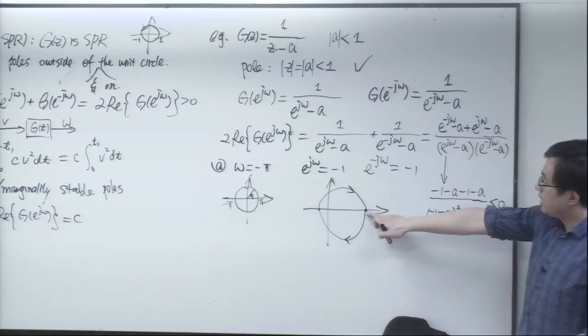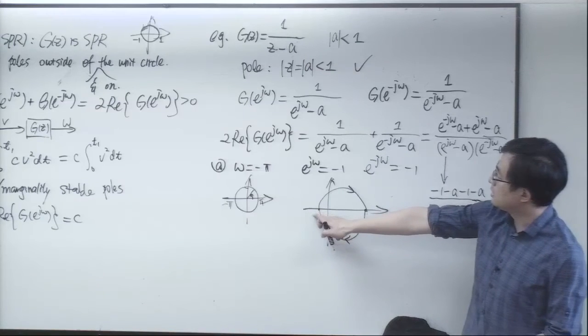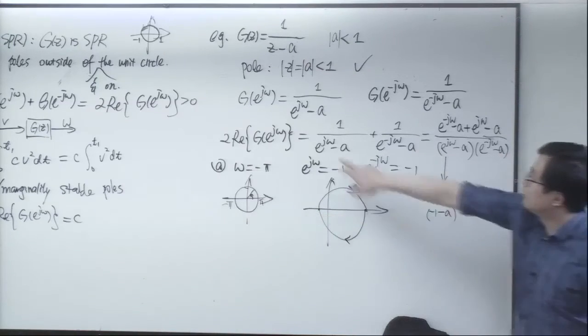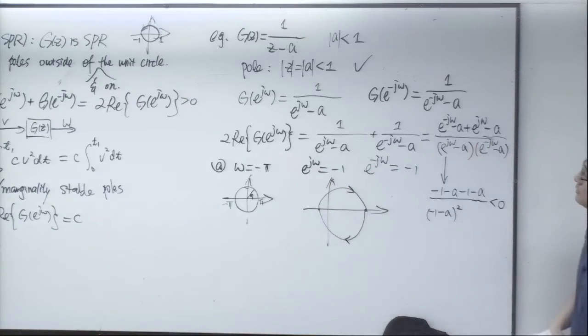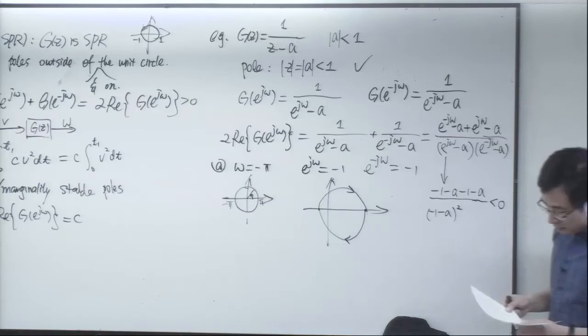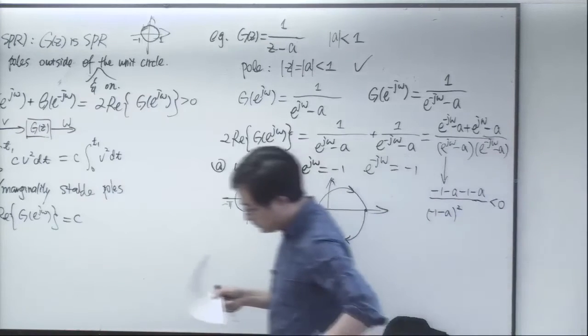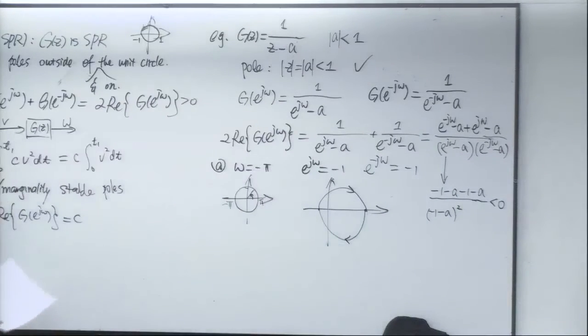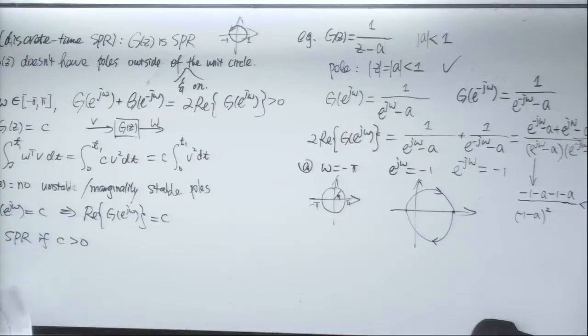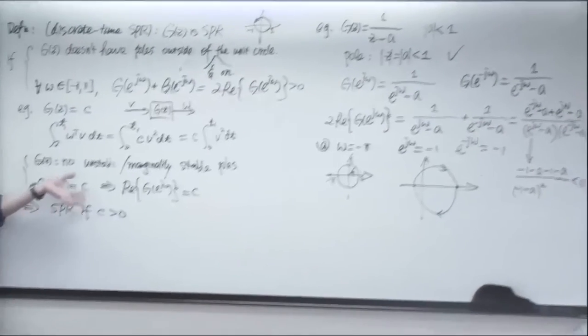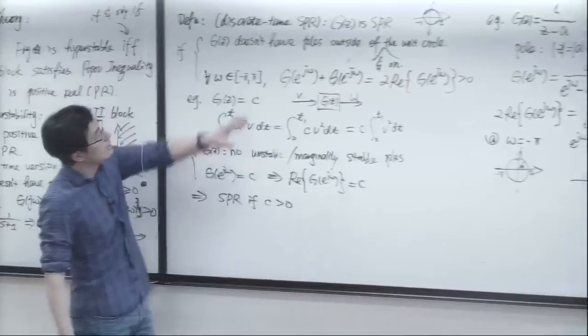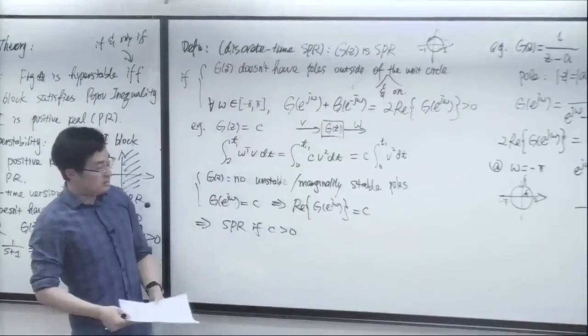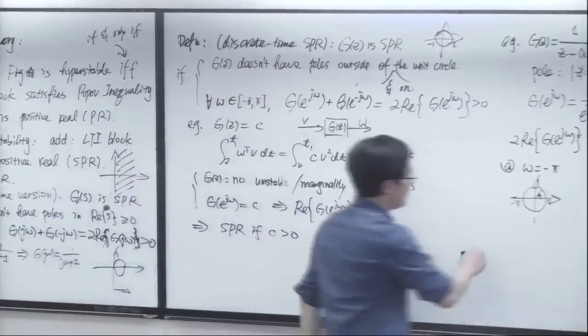This is when omega equals pi, and then this is omega equals negative pi, the value of this number. So those are the very practical conditions to evaluate whether an LTI block is SPR. Okay?